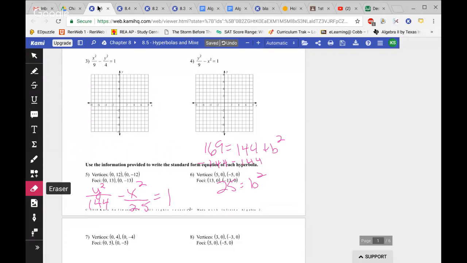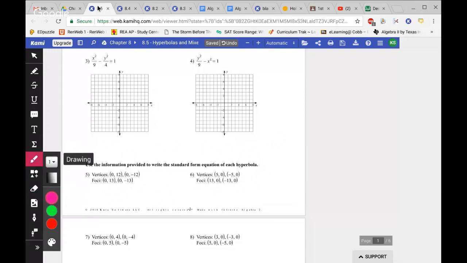And then for number 6, the vertices are (5, 0) and (-5, 0). That tells me this hyperbola is going to open horizontally, and my x is going to be my first variable. I would take 5 squared, which is 25, and then minus, and my co-vertex, which is going to be y in this case, is going to be over b squared, which is missing.